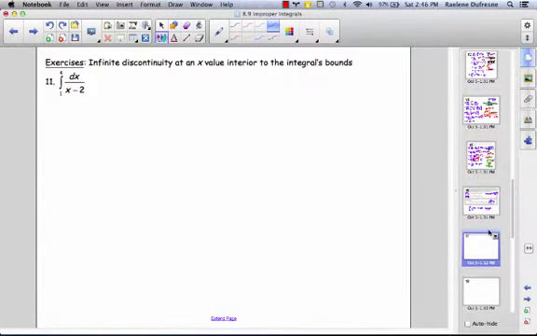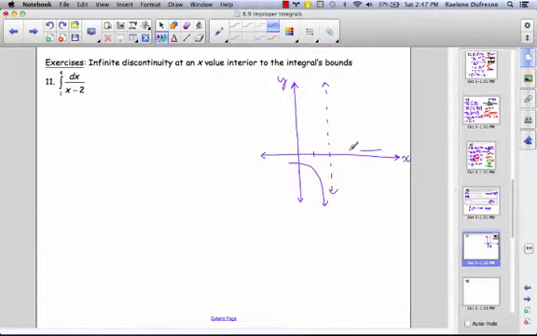Let's consider an example. We have an infinite discontinuity at an x value that is interior to the integral bounds. And we saw this function earlier. 1 over x minus 2 has a vertical asymptote at x equal to 2 because f of 2 is undefined. And because of the sign chart, we know that as x approaches 2 from the left, y is going to approach negative infinity. And as x approaches 2 from the right, y is going to approach positive infinity.